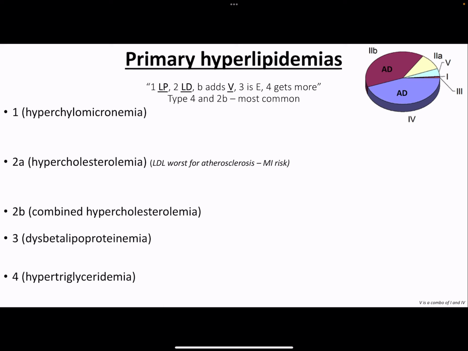Now, I would just think of this as primary hyperlipidemia. So these are genetic diseases; primary means genetic. We'll see secondary in a second. That's where you're just eating too many brownies, but genetic diseases lead to too many lipoproteins in the blood.